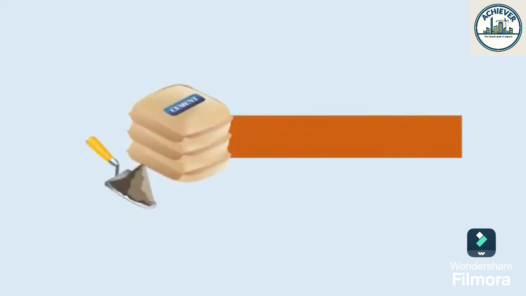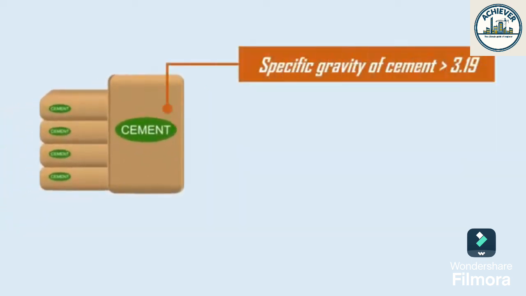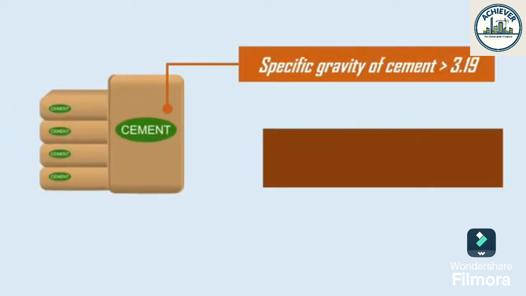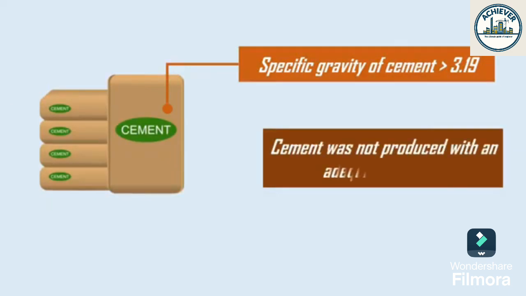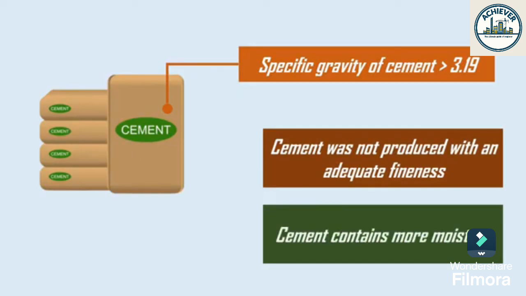In general, the specific gravity of cement lies between 3.1 and 3.19. If the specific gravity of cement is greater than 3.19, it indicates that either the cement was not produced with an adequate fineness, or that it contains more moisture.